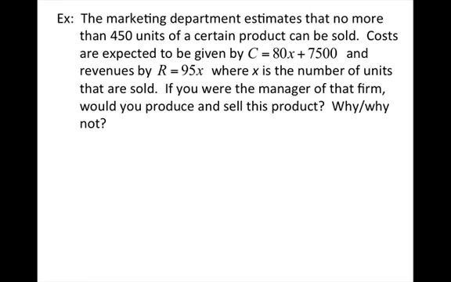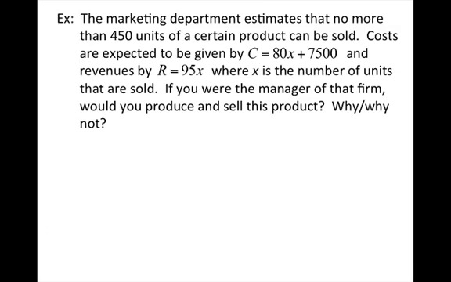So let's look at this first example. A marketing department estimates that no more than 450 units of a certain product can be sold. Costs are expected to be given by the equation C equals 80x plus 7,500, and revenues by the equation R equals 95x, where x is the number of units that are sold. If you were the manager of that firm, would you produce and sell this product?